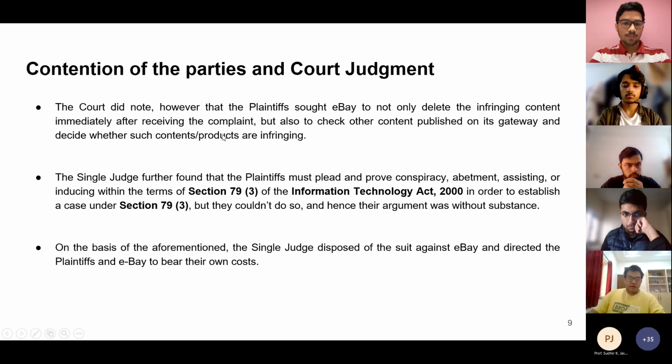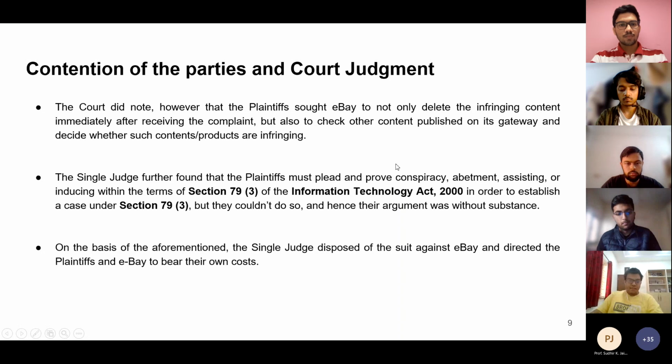Kent was directing eBay to check their entire product list for possible infringement, and if infringing content existed, to remove it as well, apart from the products which were actually reported as infringing by Kent. The judge then found that the plaintiffs must plead and prove conspiracy, abetment, or assisting within the terms of section 79(3) in order to establish a case under section 79, but they couldn't do so. So their argument was without any substance.